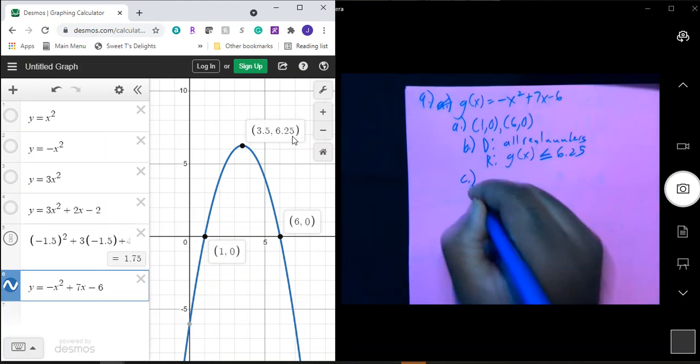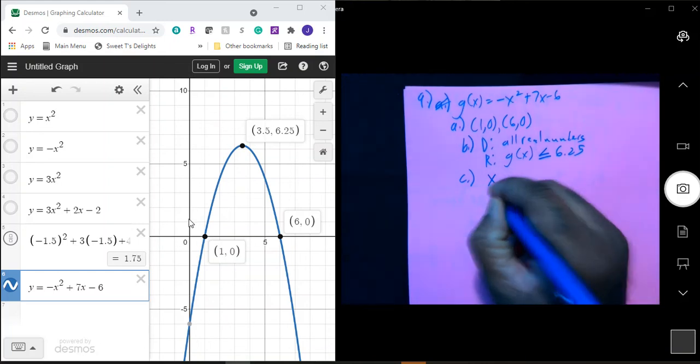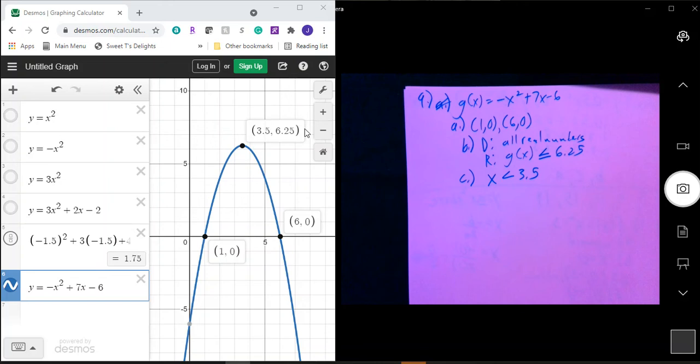So now we go here to C. C, it says the horizontal interval over which each function is increasing. Now, looking at this graph here, the function increased from here up to when x is 3.5. So basically it's from 3.5 and lower that it is increasing, because remember we read graphs from left to right. So basically the graph is increasing when x is less than 3.5, because once it gets to 3.5, it stops increasing.